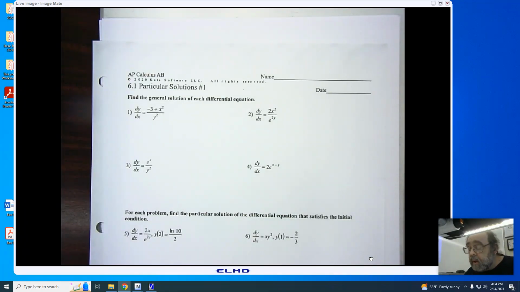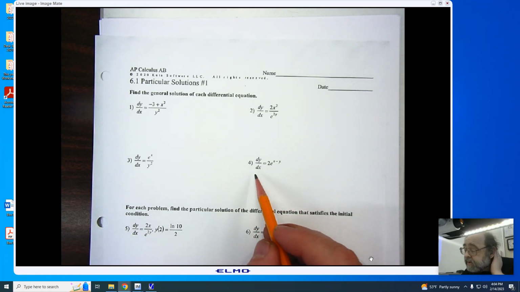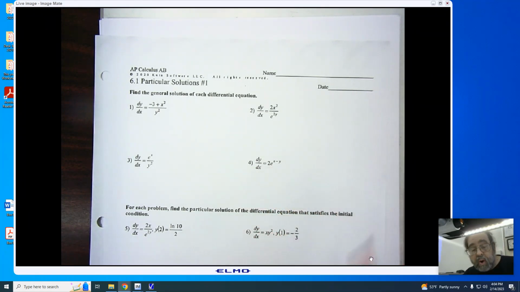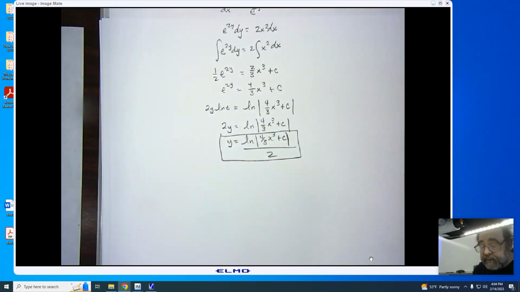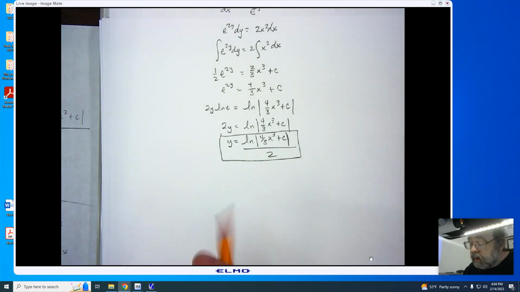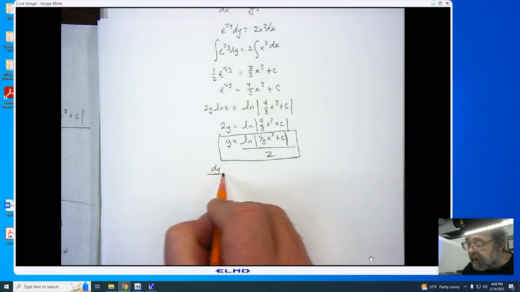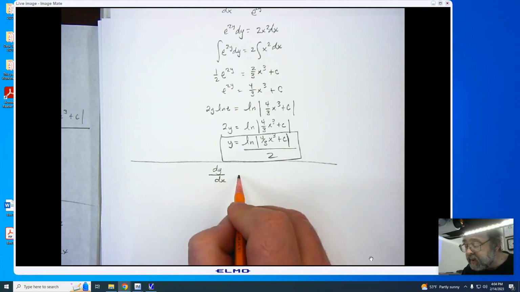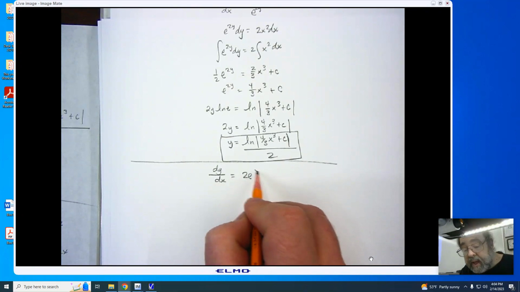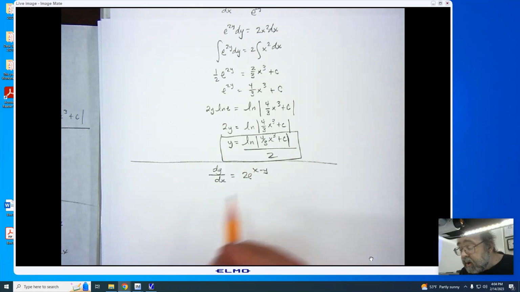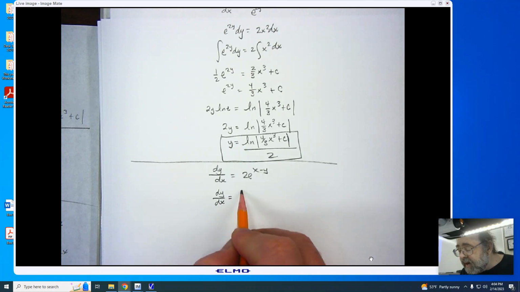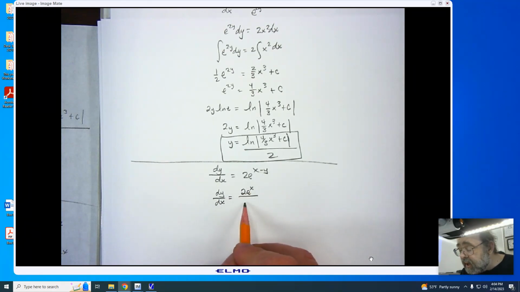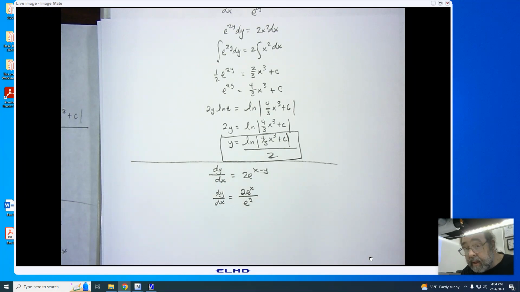Here's number 4. You'll notice in number 4 we have dy dx equals 2e to the x minus y. So that's what we're going to work on. Let's go ahead and take a look at it first. And I'm going to start by writing down the information. Dy dx is equal to 2e to the x minus y. Now, notice this minus y. We're going to have to rewrite this so that we get it into the appropriate orientation. It's actually e to the y in the denominator. And this is necessary for me to now go through the process.